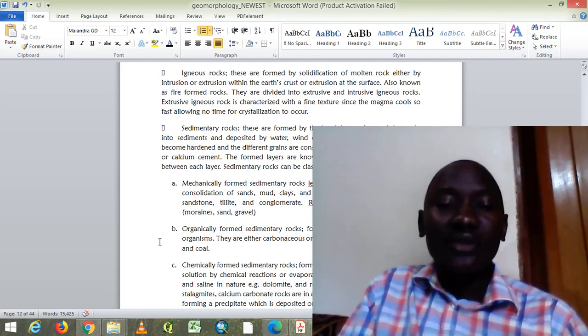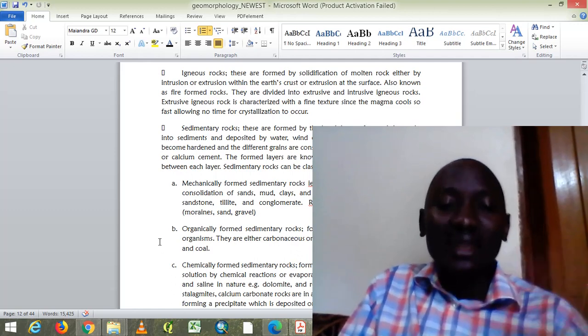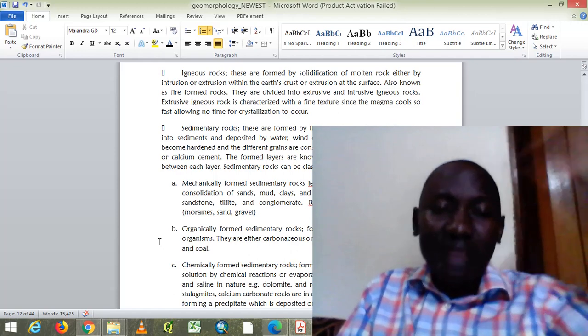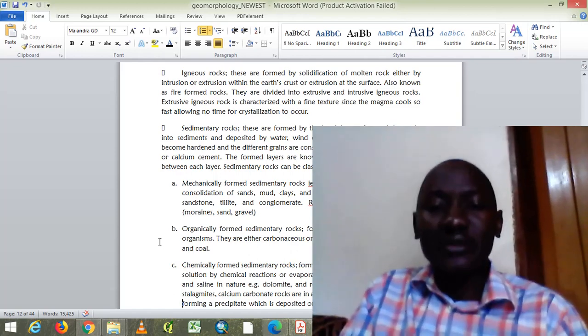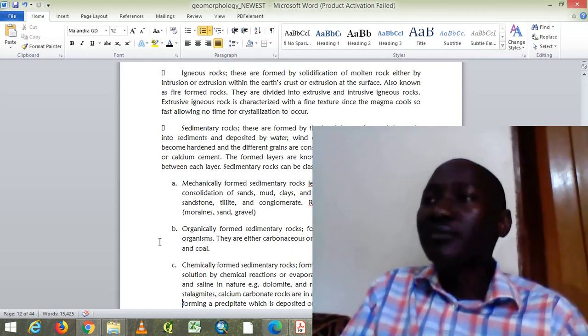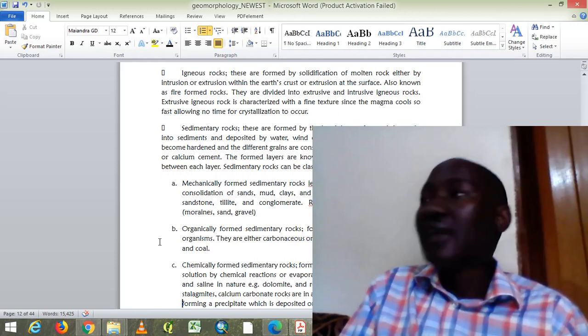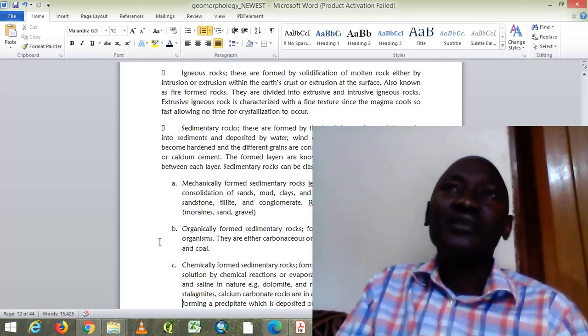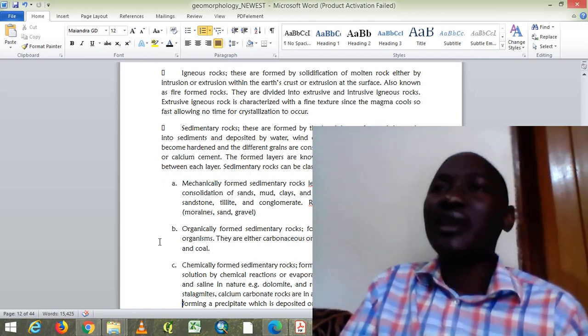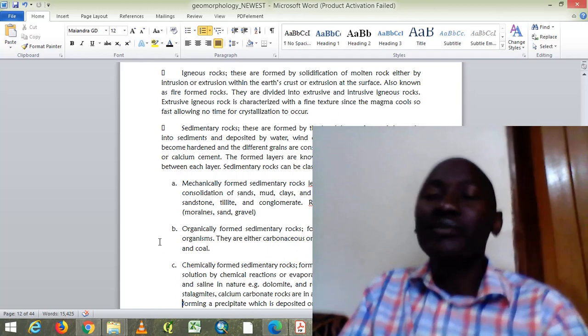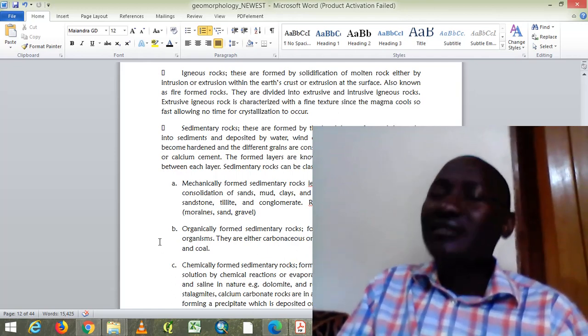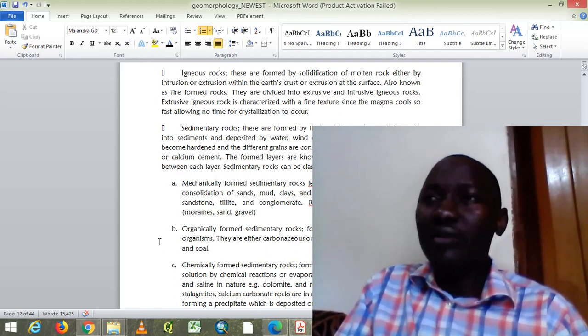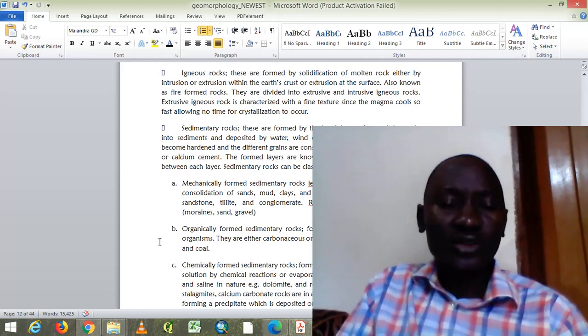From drying out and consolidation of sands, mud, clays, gravel, e.g. shale and clay, mudstone, these are mechanically formed sedimentary rocks. Mudstone, sandstone, tillite, and conglomerate. Riverine deposits, for example, glacial deposits are mechanically formed sedimentary rocks because sand, which is a riverine deposit, is broken material from somewhere else and carried by water and deposited in the river valley. So sand is a mechanically formed sedimentary rock. There is no change in the chemical composition of the rock material.